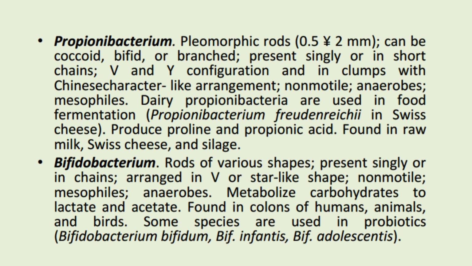Then we have Bifidobacterium. These are rods of various shapes, arranged in V or star-like shapes. They are non-motile anaerobes that metabolize carbohydrates to lactate and acetate. They are found in colons, and some species are used in probiotics, such as Bifidobacterium bifidum, Bifidobacterium infantis, and Bifidobacterium adolescentis.